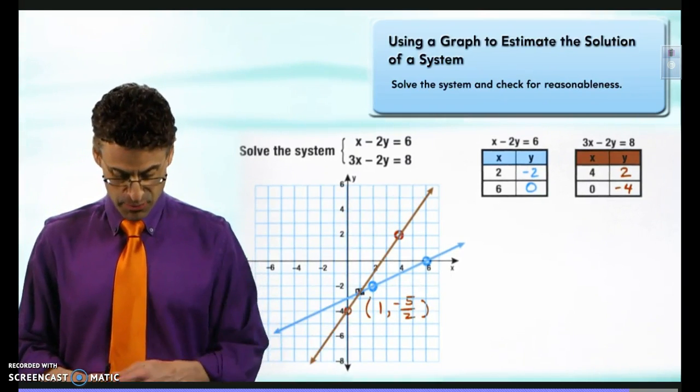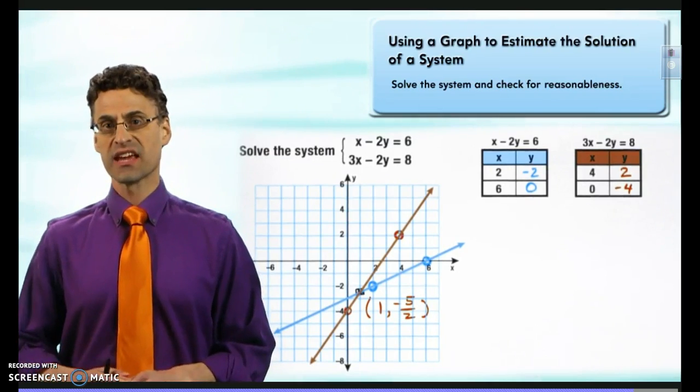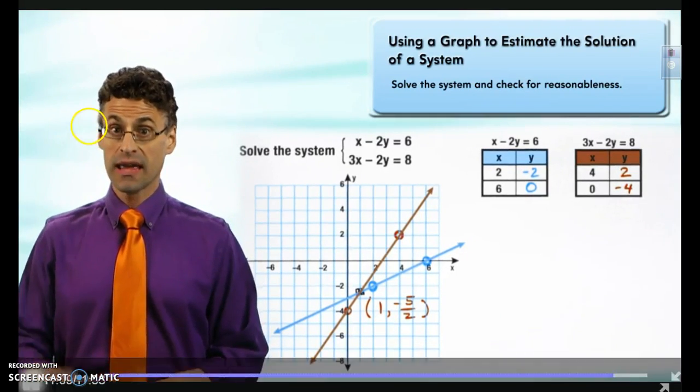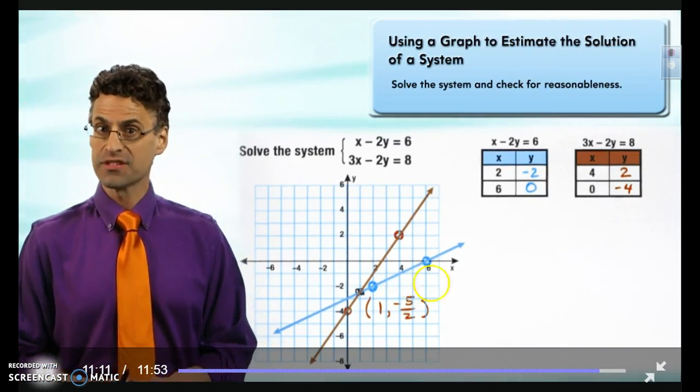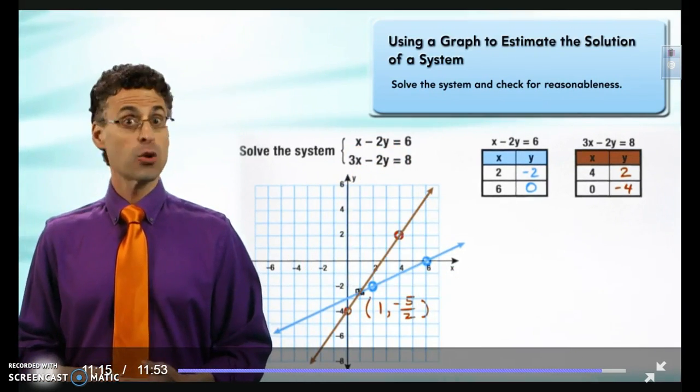And in fact, this picture is much more accurate than we would have even guessed because we found the exact answer. The exact answer in this case is that x equals 1 and y equals negative 5 halves. And if you plug those into either of these equations, we'll see an equality.